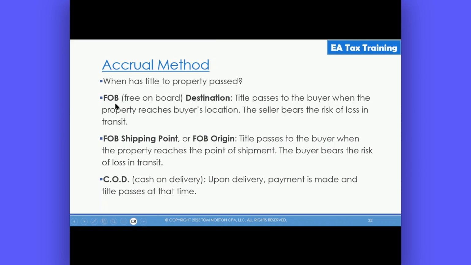The first is called FOB destination. The second is called FOB shipping point. And the third is called COD or cash on delivery. So FOB destination, FOB stands for free on board. So what this says is that title passes to the buyer when the property reaches the buyer's location. The seller bears the risk of loss in transit.